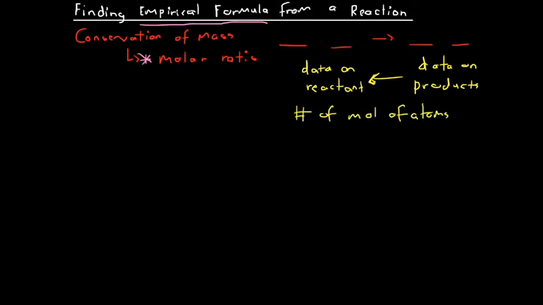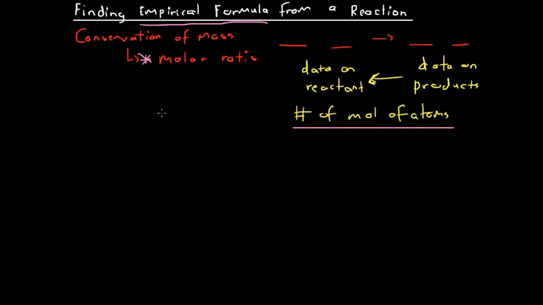So basically, using the data that we have on the products of a reaction, we're going to figure out the number of mole that we have of different elements in the product. And then we're going to use that data to figure out the number of mole we start with in the reactants, and thus from there the empirical formula. So let's have a look at an example.